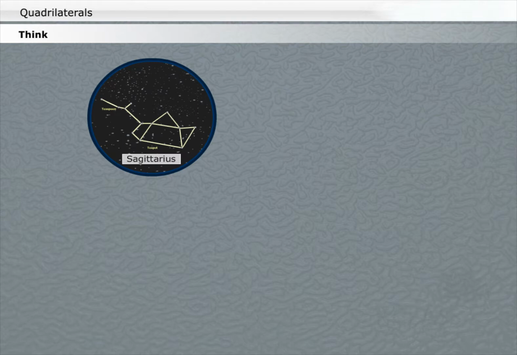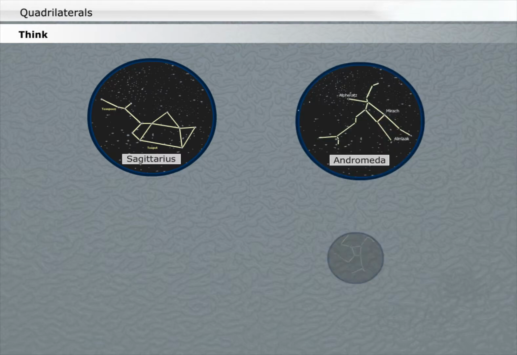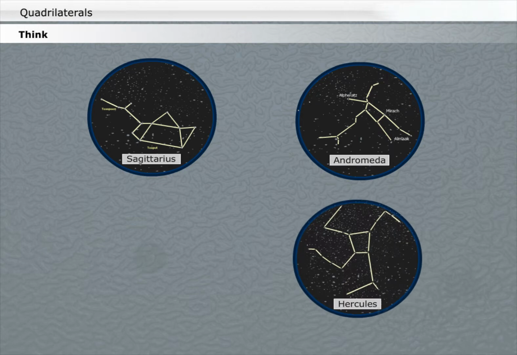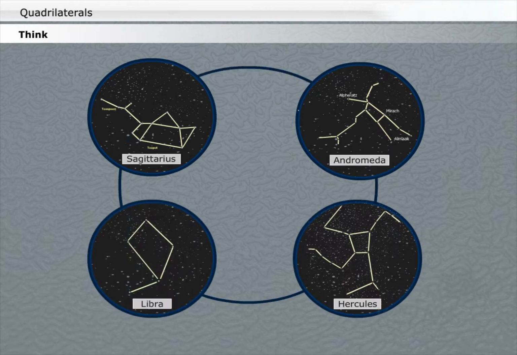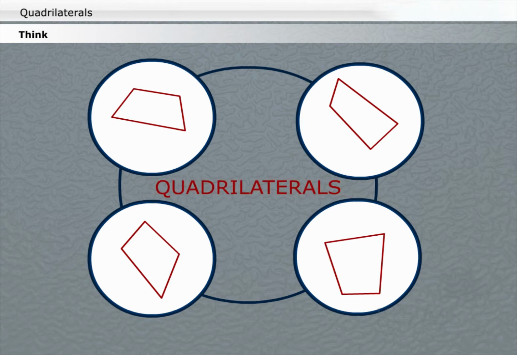If you observe the night sky, you will find myriad constellations. Each constellation is a group of stars joined by imaginary lines. What does the highlighted portion of each constellation show? They depict four-sided figures called quadrilaterals. We will learn more about these figures in this lesson.